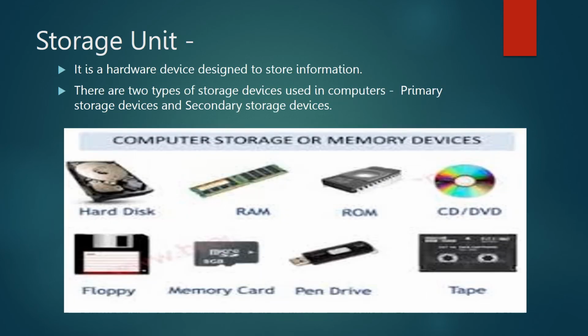Storage unit. Storage unit is a hardware device designed to store information. There are two types of storage devices used in computer, that is primary storage devices and secondary storage devices. So about these storage devices you will study in detail in your next chapters. So here are some examples like hard disk, RAM, ROM, CD, DVD, floppy, memory card, pen drive, and tape.